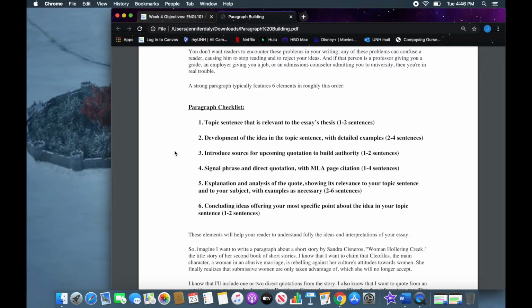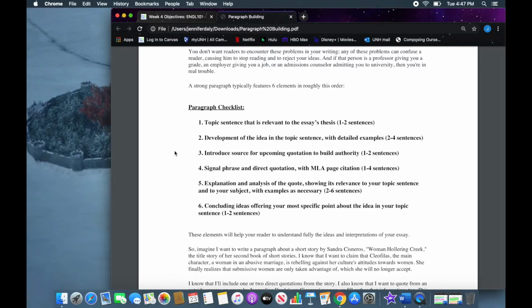You can't just throw a quote at a reader, okay? It needs to be set up. What I mean by that is give the reader a summary of the entirety of the source so that the reader has context for where this quote, example, paraphrase, or summary is coming from, and so the reader can see how it fits into the source and then how it fits into your essay, okay?